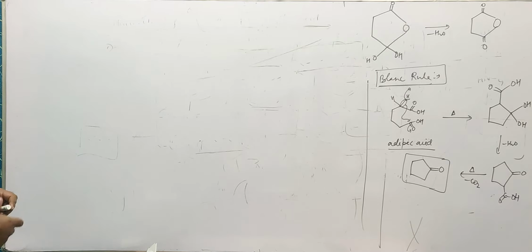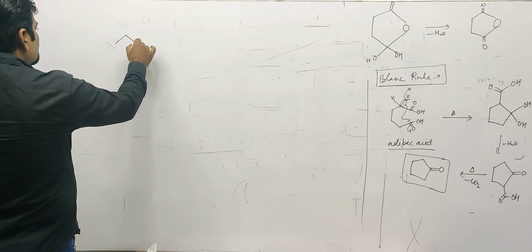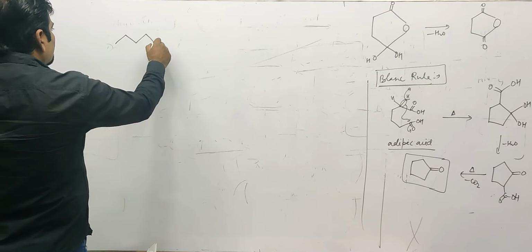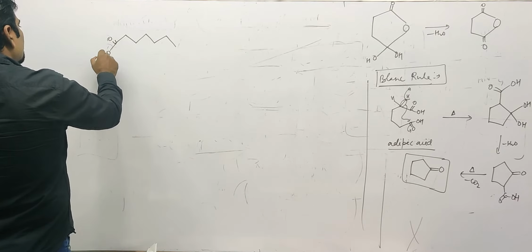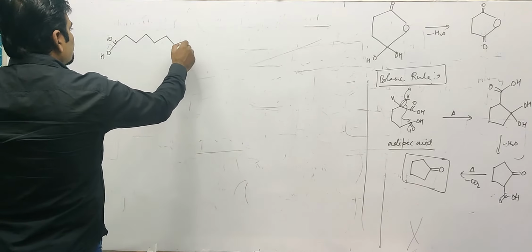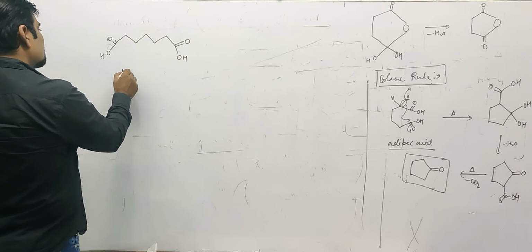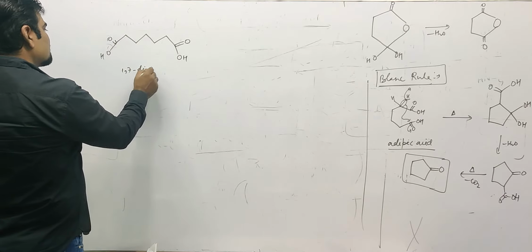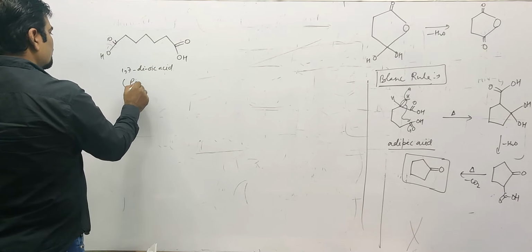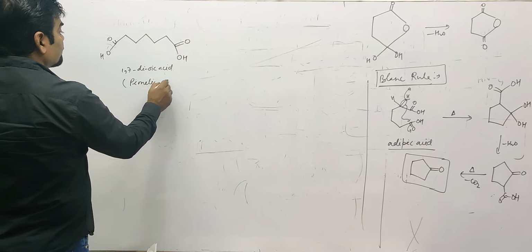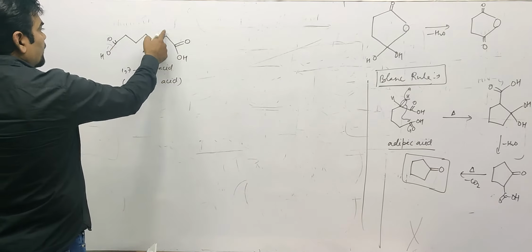Alright. Similarly, if we take, let's say, carbons 1, 2, 3, 4, 5, 6, 7. Over here C double bond OH, and at this place there is C double bond OH. So it is a 1,7-dioic acid, which is commonly known as pimelic acid. So 1, 2, 3, 4, 5, 6, 7.